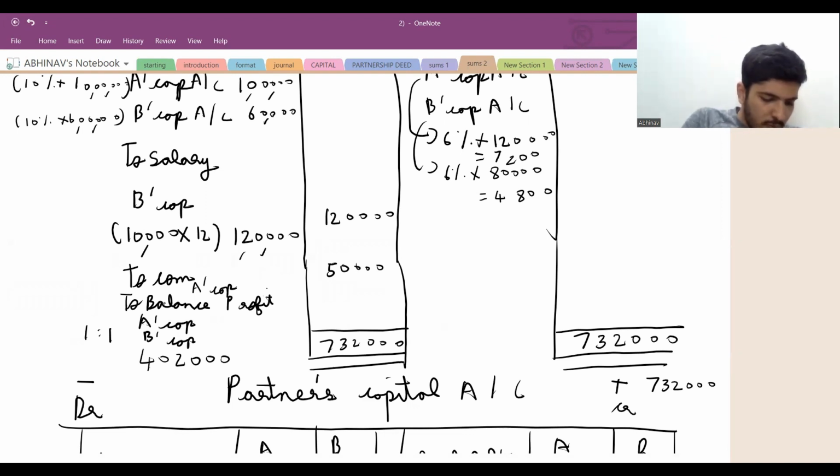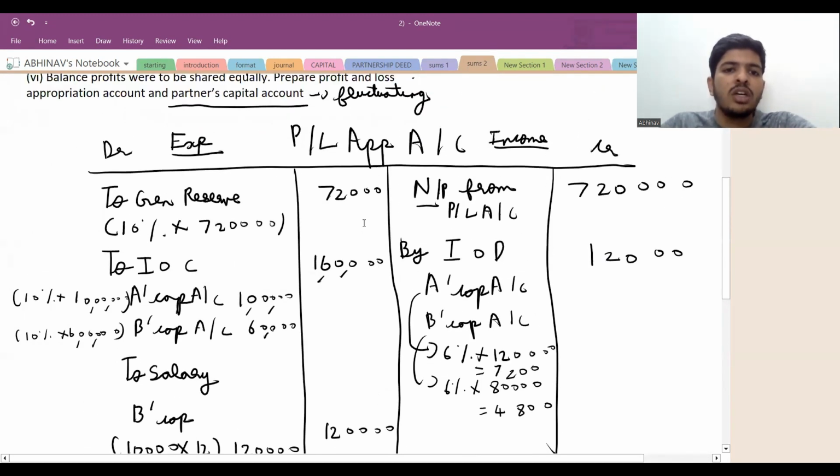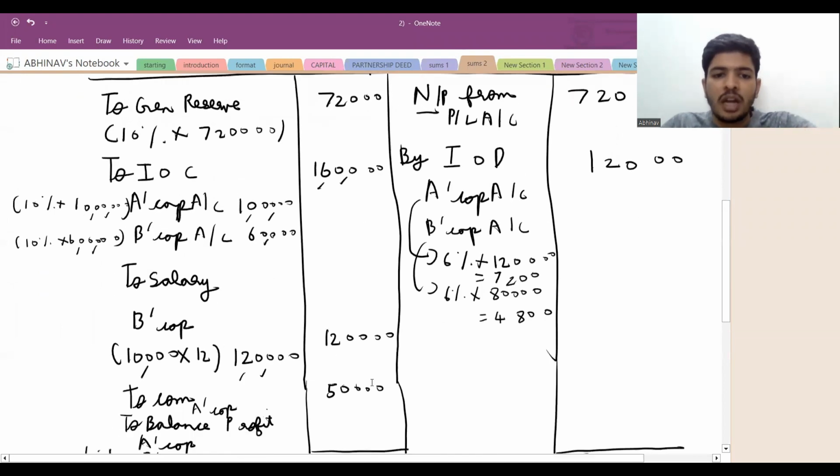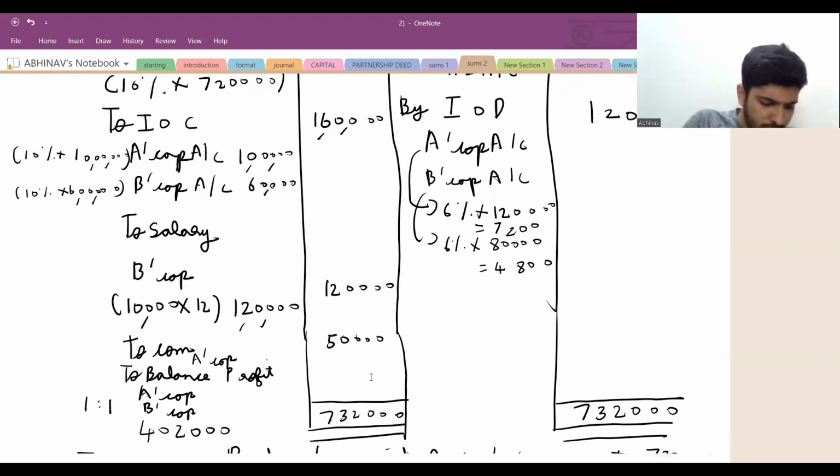7,32,000 minus these: 50,000, 1,20,000, 1,60,000, and 72,000. If you subtract all these four values from 7,32,000, you will get the balance profit to be distributed. It's basic math, right? So minus 4,02,000, it is 3,30,000. So this 3,30,000 is the balance profit to be distributed among partners A and B.